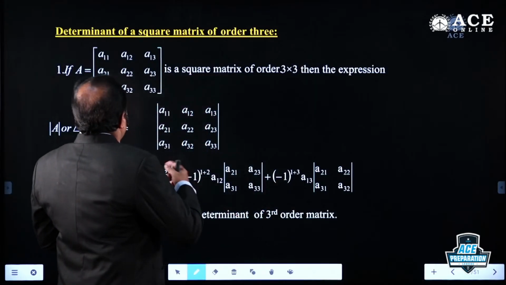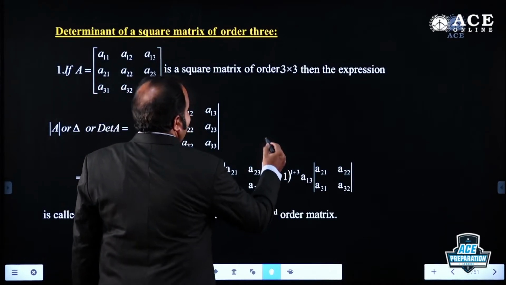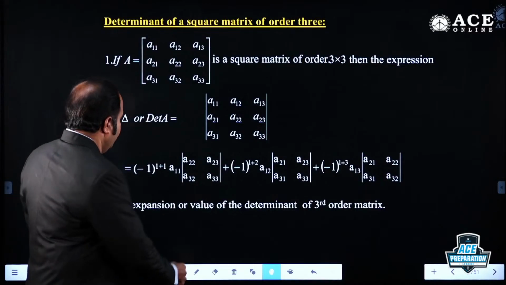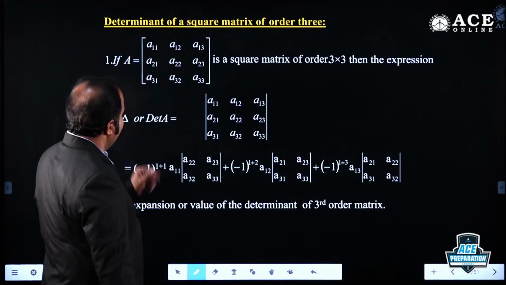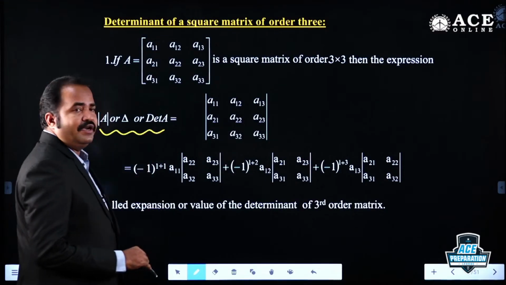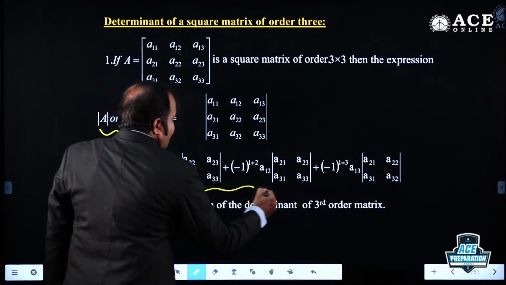See, suppose A equals a 3 by 3 matrix here. Look here: A equals A11, A12, etc., a 3 by 3 matrix. We know that the determinant is denoted by det A or delta, this is the notation. So the determinant is nothing but the determinant of the matrix.